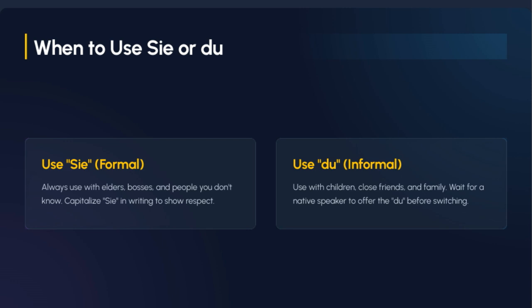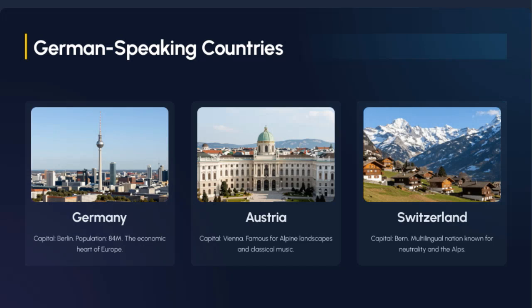Now, let's take a look at some key German-speaking countries in Europe, starting with Switzerland, whose capital is Bern. It's a multilingual nation, which means multiple languages are spoken there, and it's globally known for its neutrality and stunning Alps. Switzerland's reputation for political neutrality has made it a hub for diplomacy and international organizations.